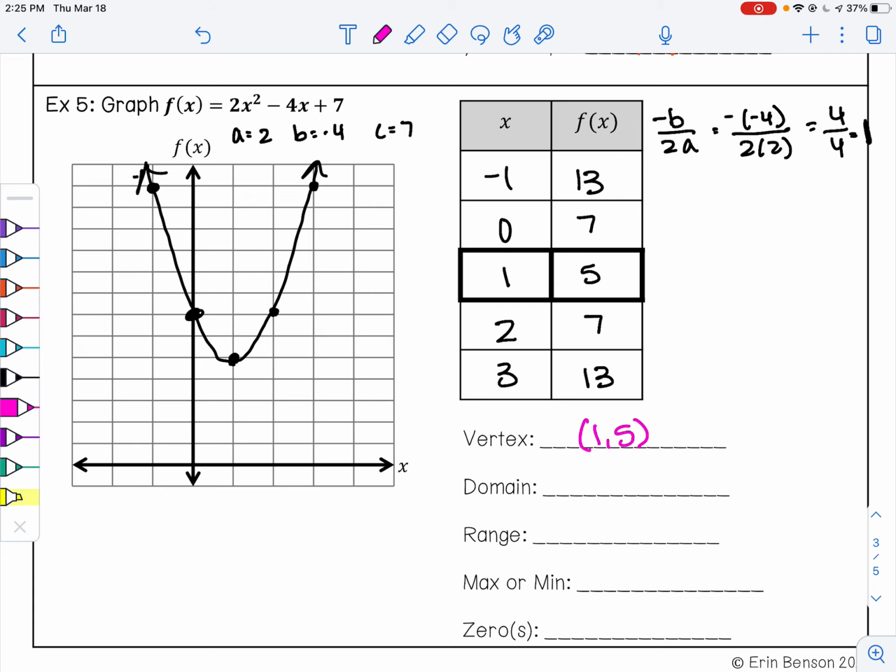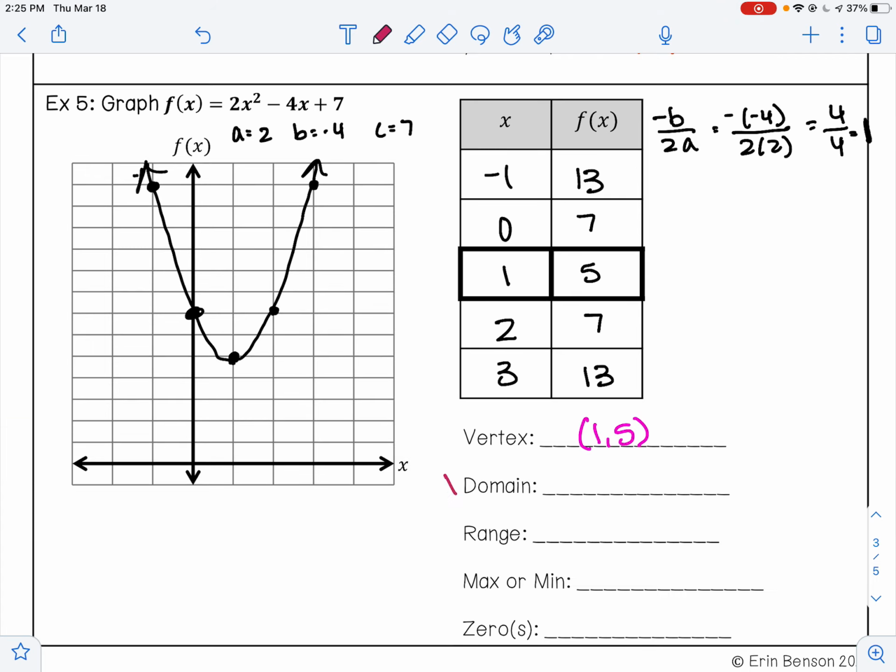Our domain are our x values from left to right, or we could say from least to greatest. And so I can see that my graph is going to the left forever. So that's going to negative infinity. And it's going to the right forever. So that's going to positive infinity. So my domain is from negative infinity to positive infinity, which is the same thing as all real numbers.